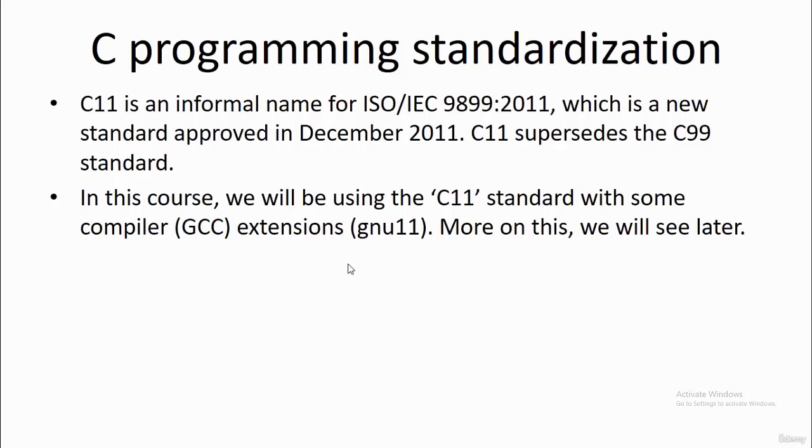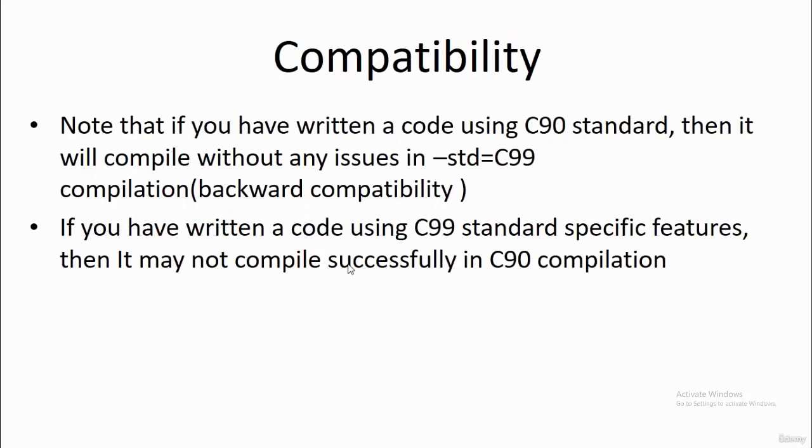More on this, we'll see later, how to change the compiler settings to specify the C standard. So we'll cover this later. Note that if you have written code using the C90 standard, then it will compile without any issues in C99 standard compilation. That's what we call backward compatibility. But if you have written code using C99 standard specific features, then it may not compile successfully in C90 compilation. You should keep this in mind, but don't worry about this. We'll see how to set the standard in the compiler later.